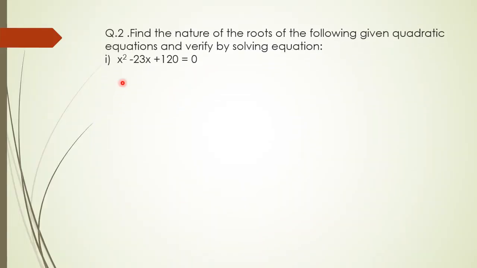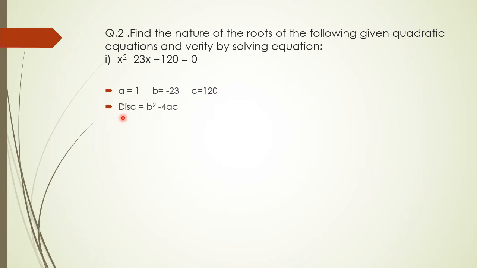Now students, look at question number 2. Find the nature of the roots of the following given quadratic equations and verify by solving the equation. Now look at question number 1. Question number 1 is x² - 23x + 120 = 0. Now students, by comparing our given quadratic equation with the general form of the quadratic equation, a = 1, b = -23 and c = 120.